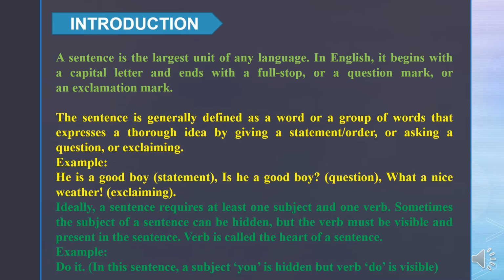Ideally, a sentence requires at least one subject and one verb. Hopefully, you all might be knowing about a subject. Subject is someone or something we talk about, and verb is the action word. So, a sentence requires at least one subject and one verb. Sometimes the subject of a sentence can be hidden, but the verb must be visible and present in the sentence. Verb is called the heart of a sentence. For example, do it. In this sentence, a subject is you, and that you is hidden, but the verb do is visible.